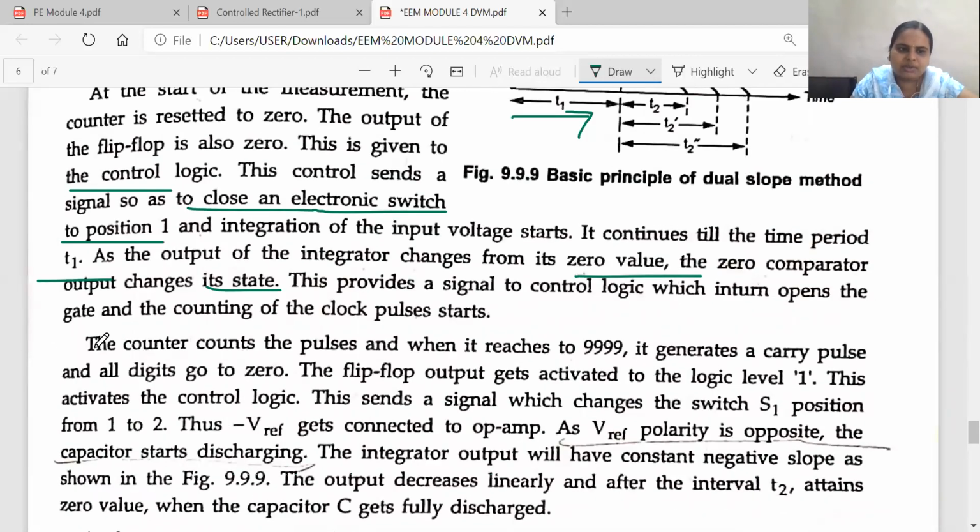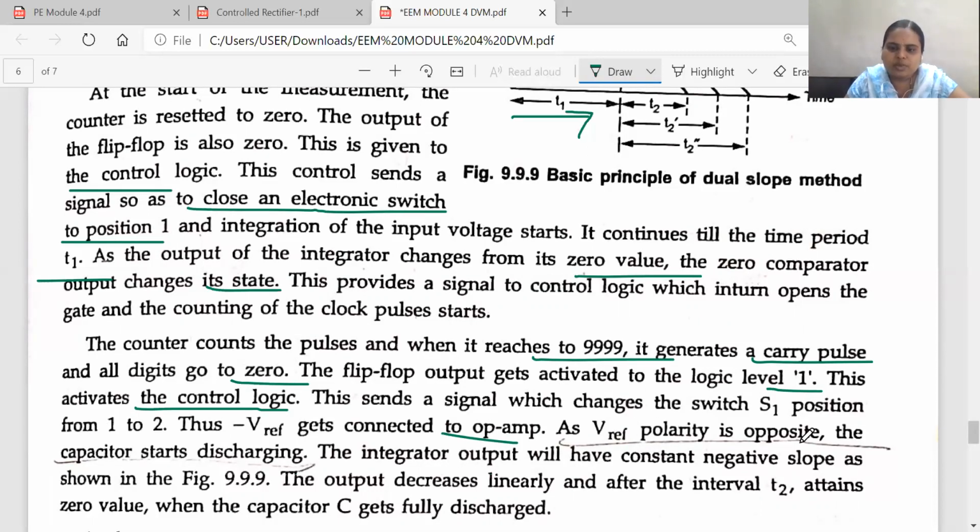A small example is given here. The counter counts the pulses, and when it reaches all four nines, it generates a carry pulse and all digits go to 0. The flip-flop output gets activated to logic level 1. This activates the control logic. This sends the signal which changes switch S1 position from 1 to 2. Thus, minus V reference gets connected to the op-amp.